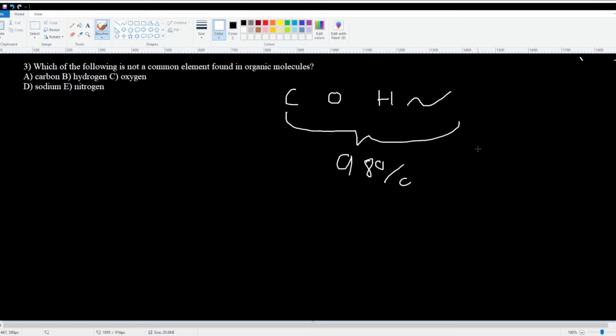or even beyond the human body, beyond any living thing. So this is a large portion of the composition of organic molecules. So anything that's not this is not commonly found, right? I don't really need to go further than that.